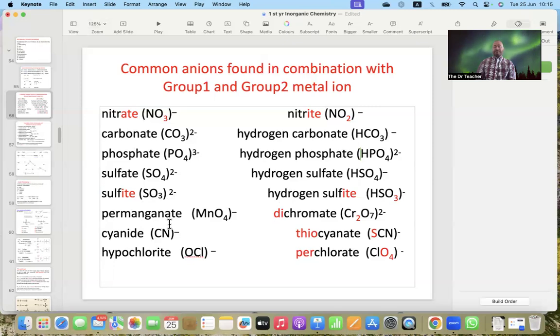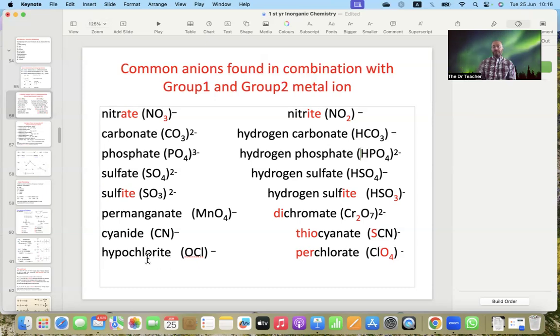Permanganate. So permanganate is MnO4, and the overall charge is -1. Whereas dichromate is Cr2O7, and the overall charge is -2. We will explain this later. Cyanide, this is CN, and the only one is cyanide. If you add thio for the sulfur, it will become SCN, and the overall charge is still -1.